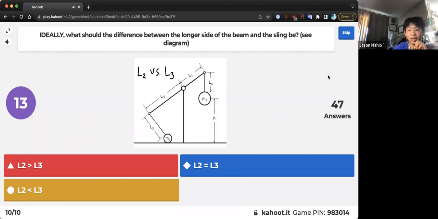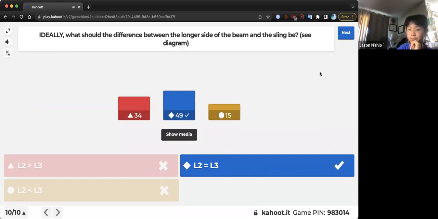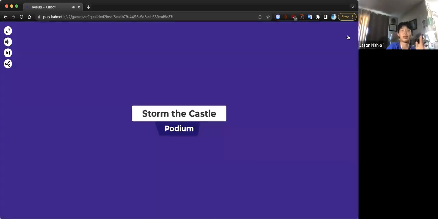I said this pretty briefly in the presentation, but hopefully you guys still remember. L2 versus L3, the sling versus the long side of the beam. Was this a little bit tricky? Well, it is best for the length of the beam and the sling to be the same. It is proved mathematically, but you guys haven't learned trigonometry. It'd be very useful to know that. Keep that in mind.